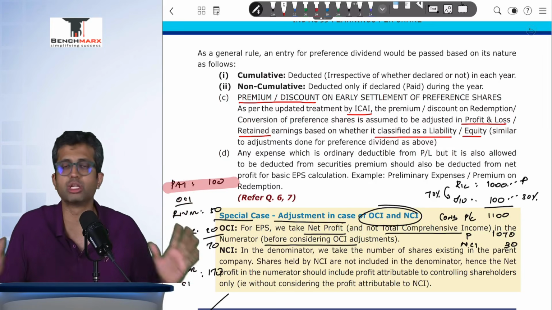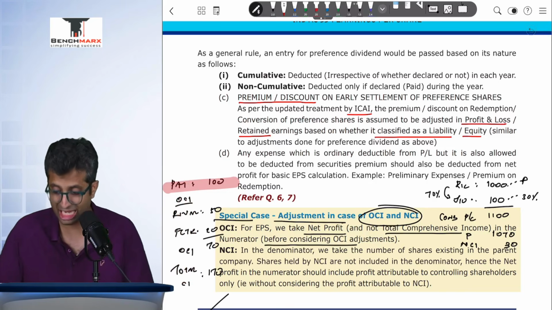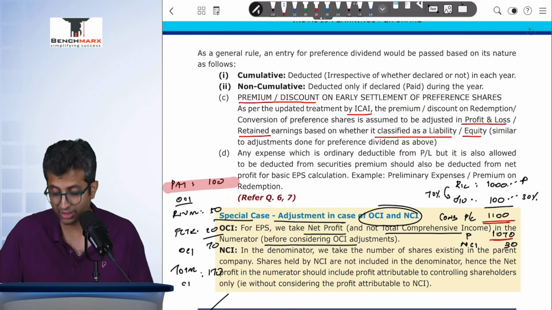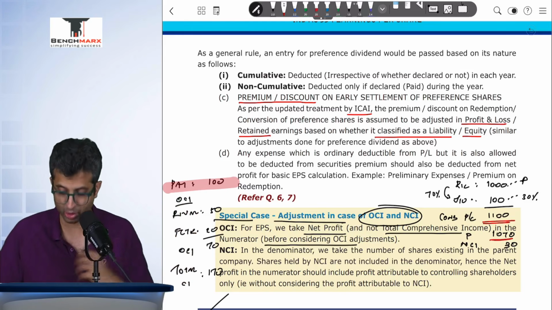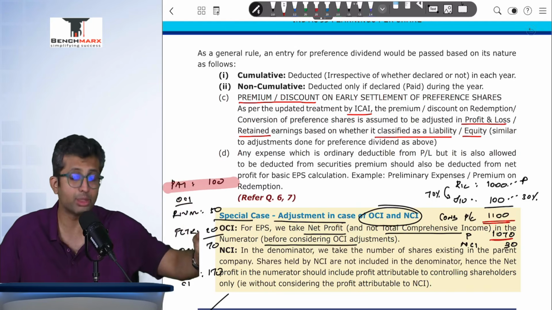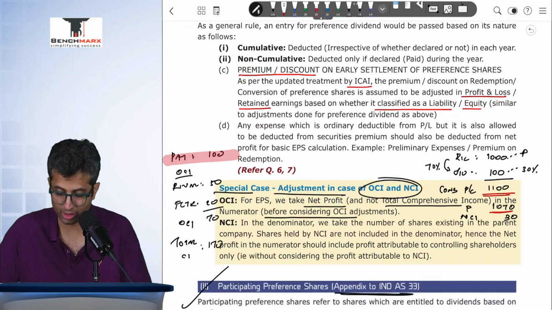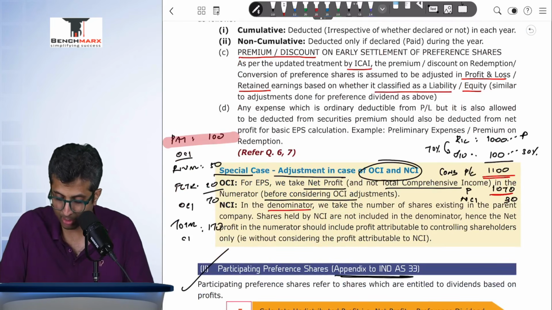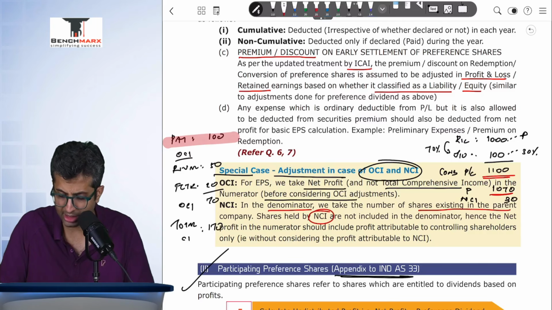The number of shares in the denominator are the parent's number of shares, and hence, what do you guys think? Think and tell me. Will I take 1100, which is belonging to parent and also to minorities, or only 1070? Well, only 1070, and hence you will take the profit which is attributable to the parent only, that is 1070. NCI share of profit will not be considered. In the denominator, we take the number of shares existing in the parent company. Shares held by NCI are not included in the denominator.